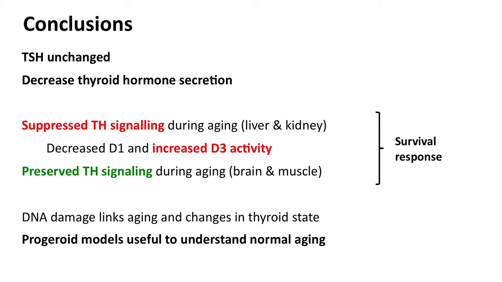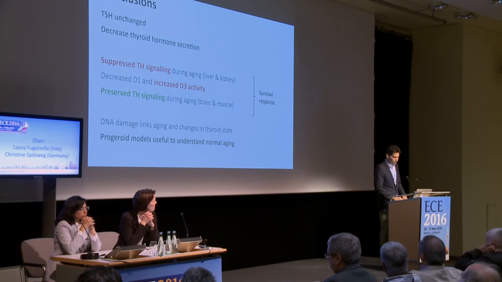DNA damage likely links aging and the changes observed in thyroid state, and I think that DNA repair deficient mice can well be used as a model to understand normal aging.